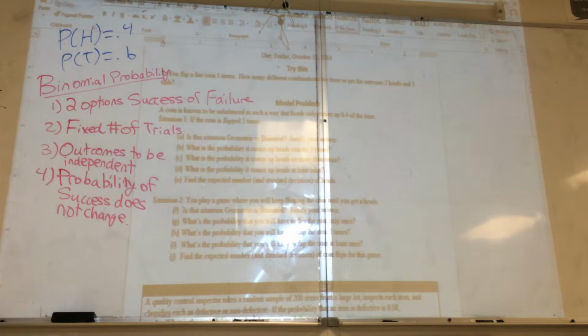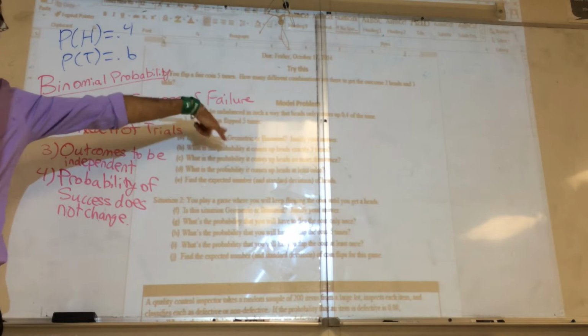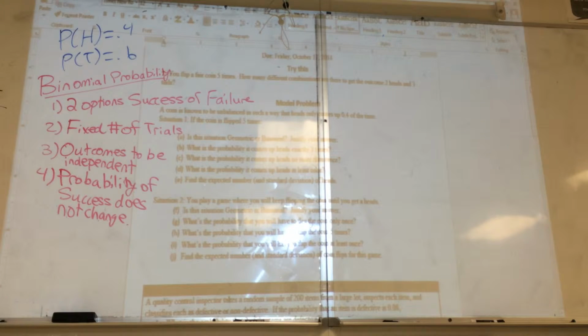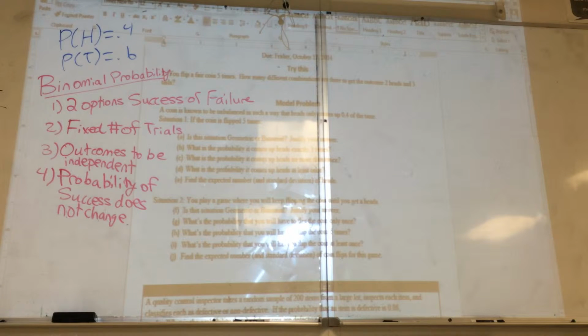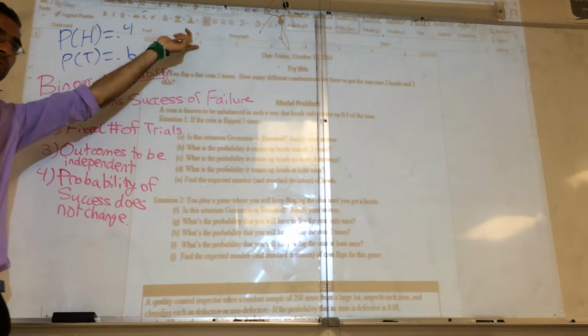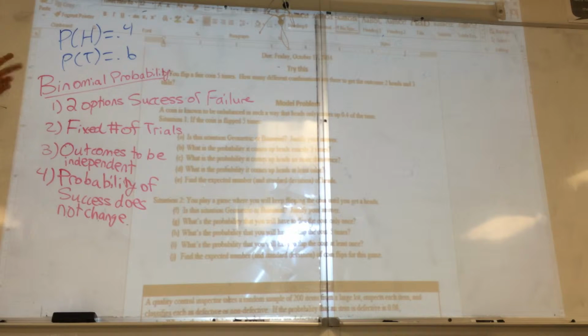The probability of success does not change. So what do we mean by that? What we mean by that is the following. Right now, in this example, the probability of success is 0.4 if I want to get a heads. I have a 40% chance of succeeding. If halfway through this, somehow the coin now becomes regular, the probability of success would go from 40% to 50%. This would not apply. The probability of success cannot change. You got to have the exact same probability throughout.